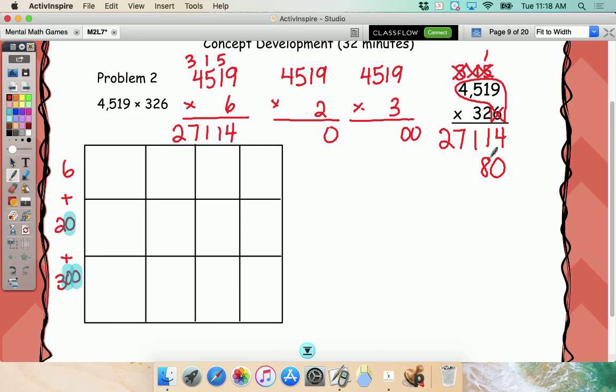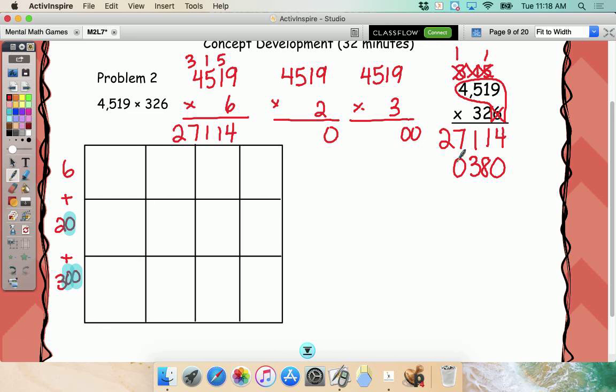Misael, what do I do next? 2 times 1, but with the 1 up there is 3. Good. Okay. JC, what do I multiply next? 2 and 5. Good. What's the answer to that? 10. And I'm going to regroup that in the thousands place. Okay? Make sure you get it in the right column.